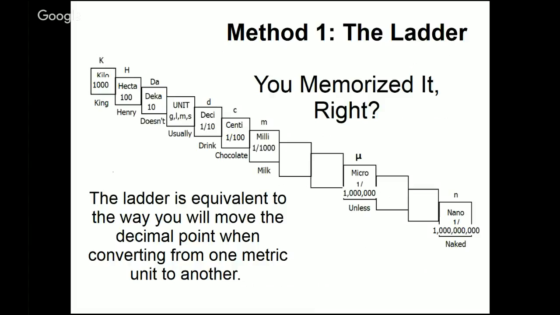Now, since each of the steps in this ladder represent a factor of 10, moving from one step to another on this ladder is equivalent to moving your decimal point from one place to the next. So one movement of the decimal point is the same as one movement on this ladder. So keep that in mind as we use this method.